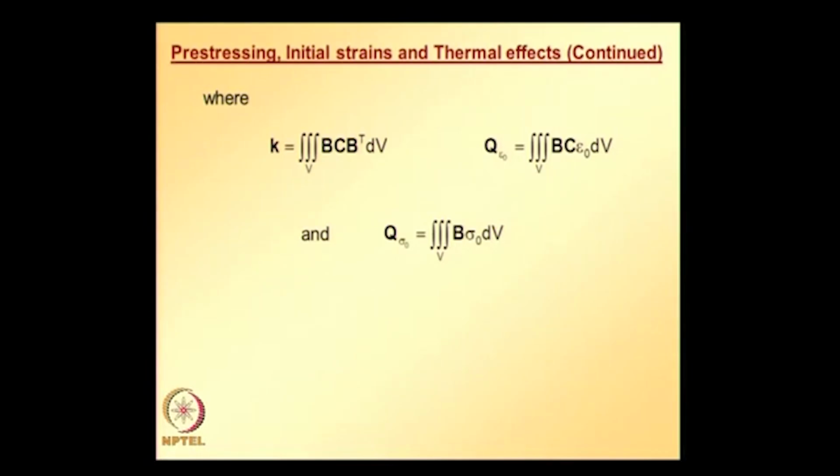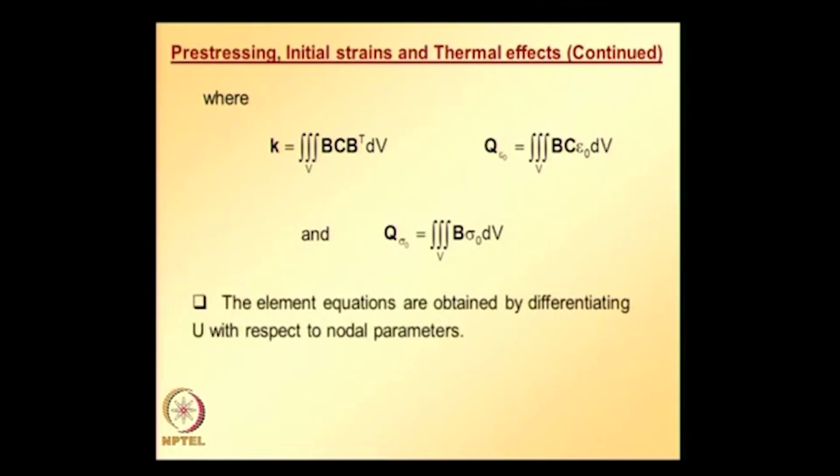q epsilon naught, q sigma naught are due to the presence of initial strains or stresses. So, element equations are obtained by differentiating the previous equation of strain energy U with respect to the nodal displacements or nodal parameters, and we get this equation.